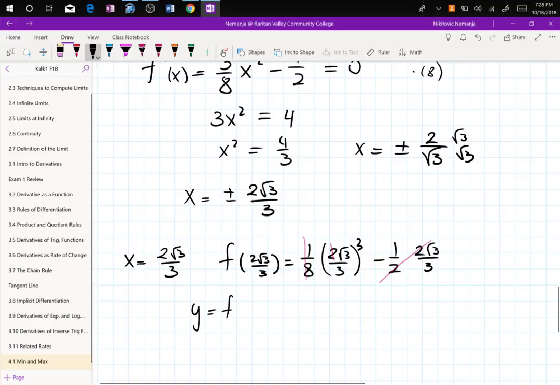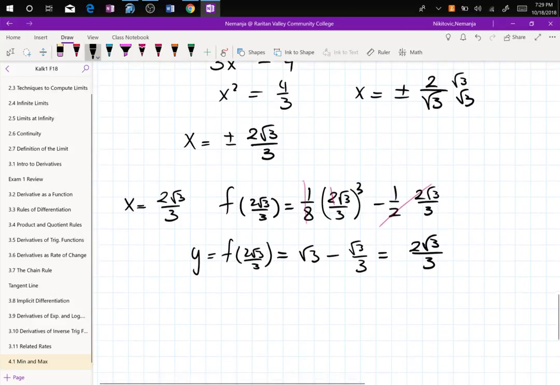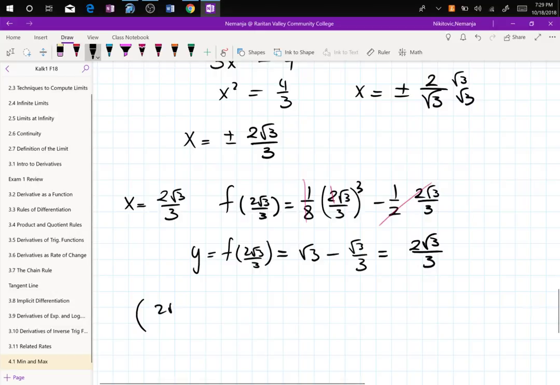This is y equals f of 2 root 3 over 3. What do we have left? 3 and 3 would cancel, so we have a root 3 minus root 3 over 3, which is 2 root 3 over 3. So I have my critical point, 2 root 3 over 3 and 2 root 3 over 3.